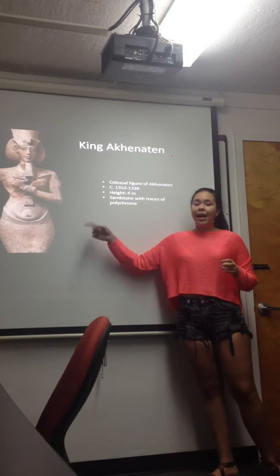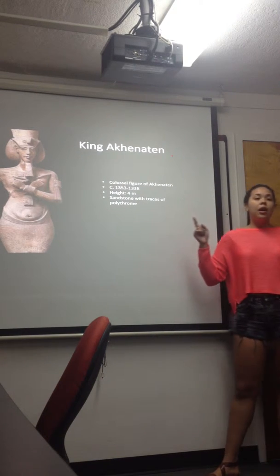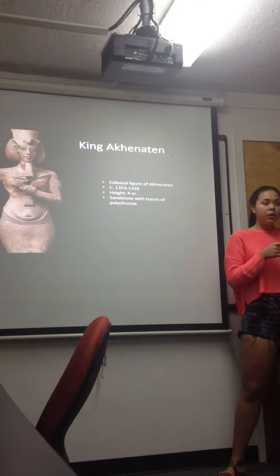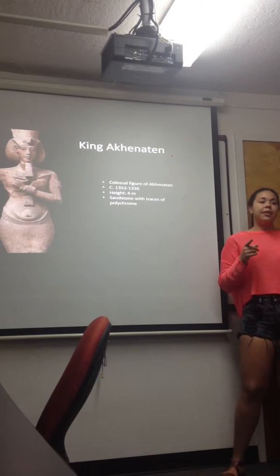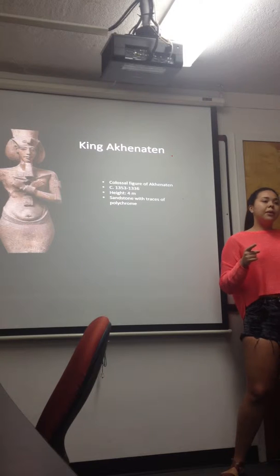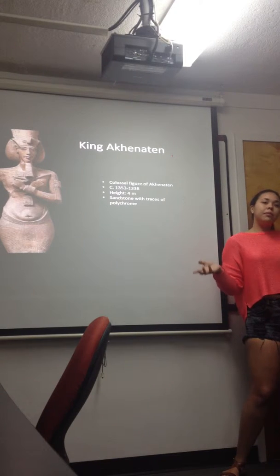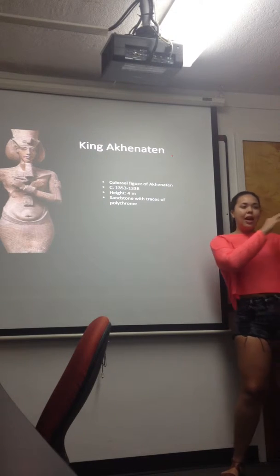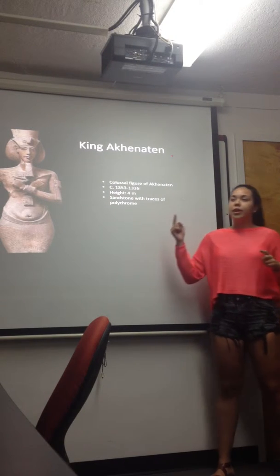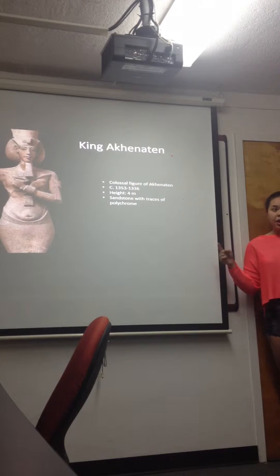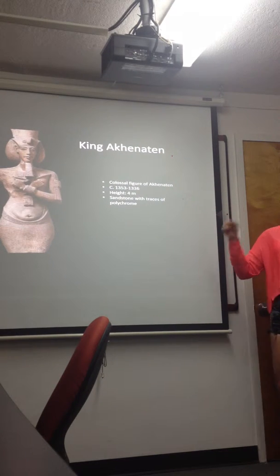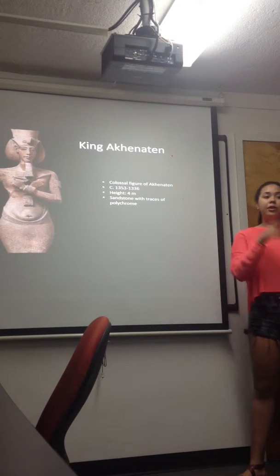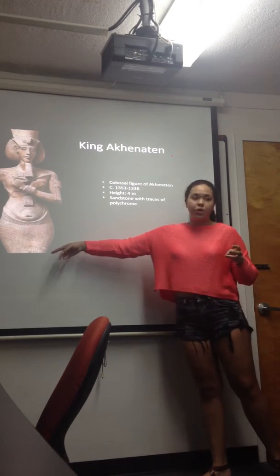He was forgotten because he was the king who changed polytheism to monotheism, which means that they believed in multiple gods. Now it's just one god, the god of the sun, Aten. And he built the city of Amarna for Aten. So they found this city and they found this sculpture.